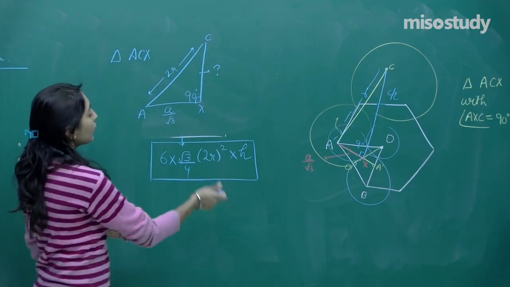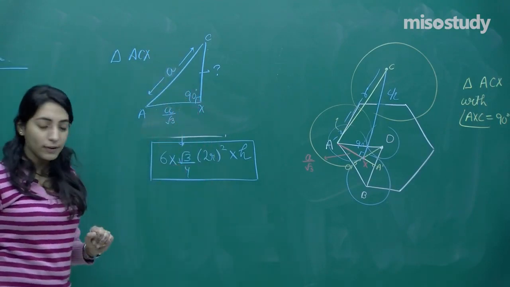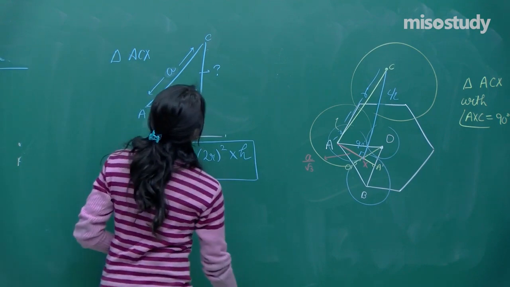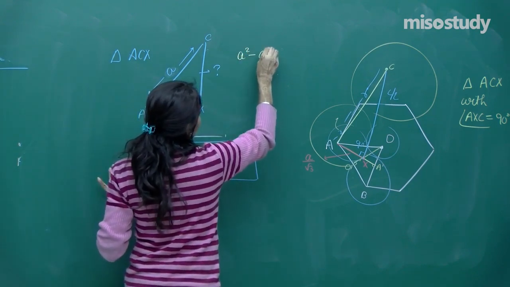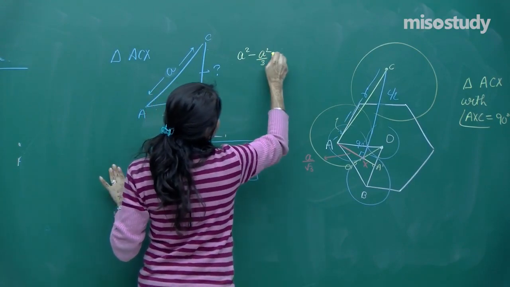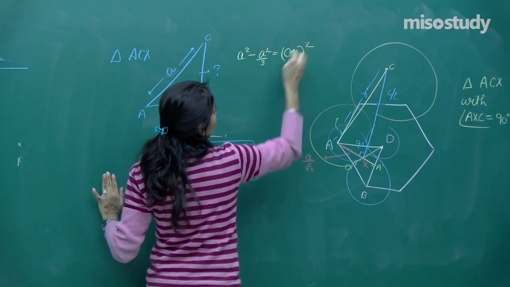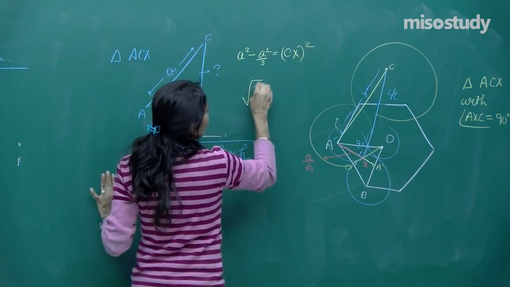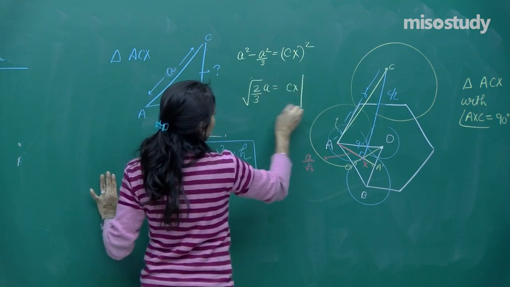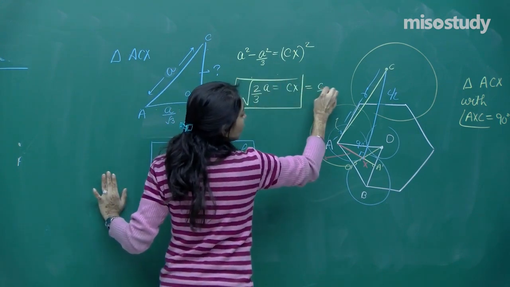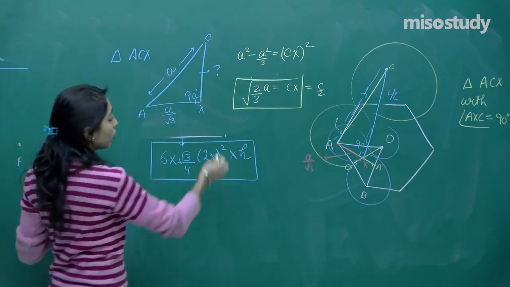Okay. Now guys, we know that this is 2R, or 2R can also be written as A in order to simplify. Now I can use Pythagoras theorem, and I can say that A square minus A square by 3 is equal to CX whole square. That means under root 2 by 3 times A is equal to CX. But the length of CX was C by 2. Height was H, complete H. So I need to take the double.